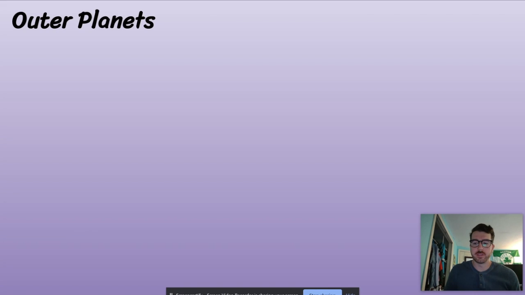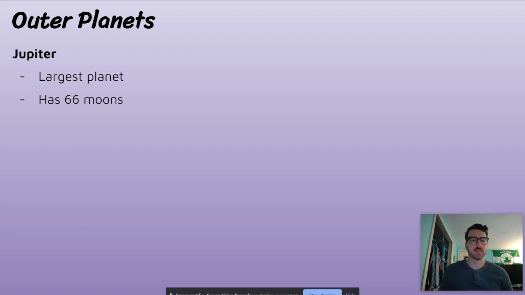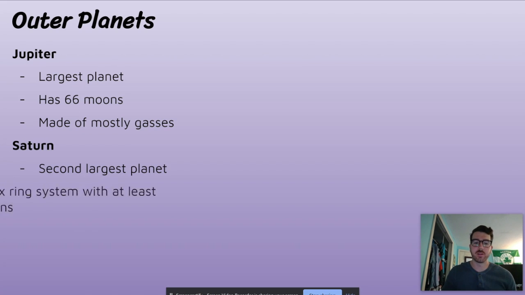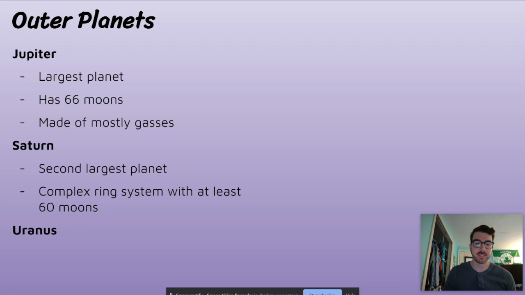All right, now moving on to the outer planets. So the first outer planet is Jupiter. Jupiter is the largest planet in our solar system. It has 66 moons, and it's mostly made of gases. Saturn is the second largest planet. It has a complex ring system and has at least 60 moons.